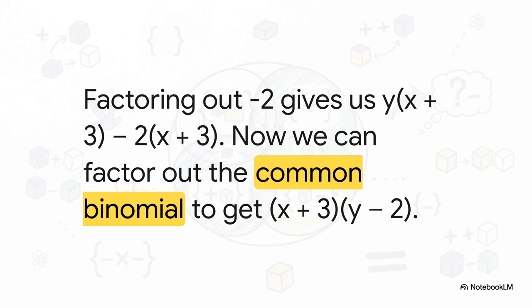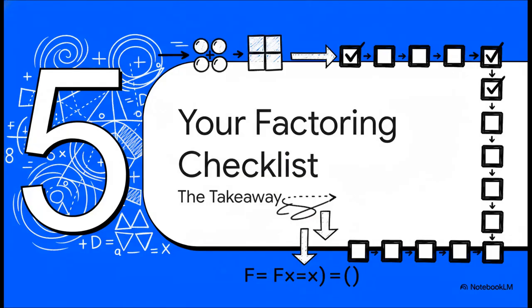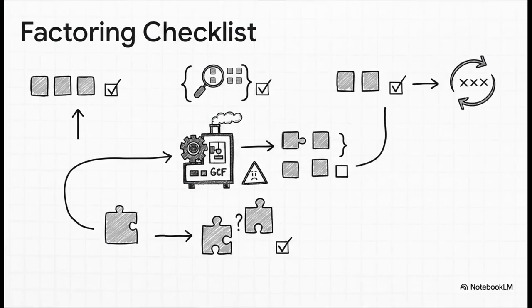Okay, to wrap this all up, let's put everything into a simple checklist you can use every single time you see a four-term polynomial. All right, here is your step-by-step guide. First, do you have 4 terms? Next, and this is super important, is there a GCF for all 4 terms? If there is, factor it out first.